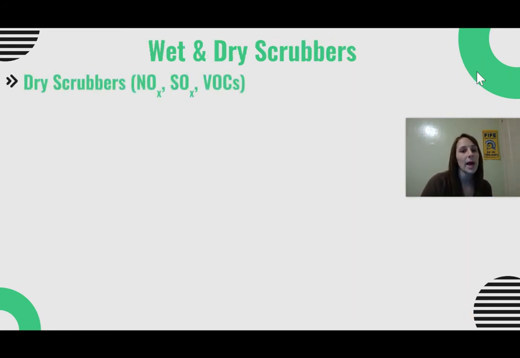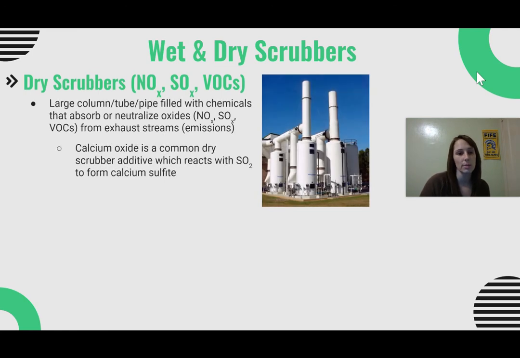Now we're going to look at wet and dry scrubbers. Again, these are going to be more at a plant level. This isn't something you necessarily just have in your house. So dry scrubbers are awesome because they're going to decrease our NOx, our SOx, and our VOCs. These are going to be these long column tube pipes that you see right here in this picture, and they're going to be filled with chemicals that absorb or neutralize our oxidants, the NOx, the SOx, and the VOCs, from exhaust streams.